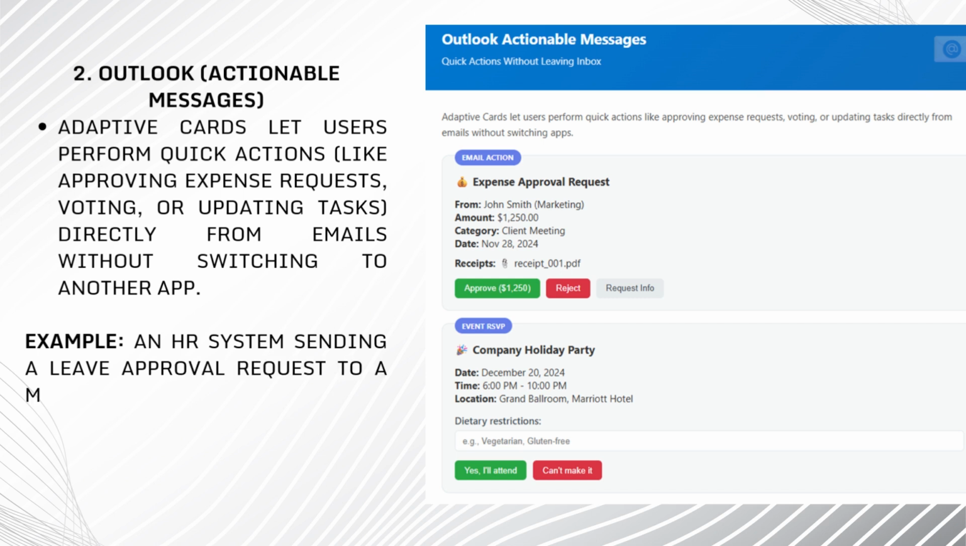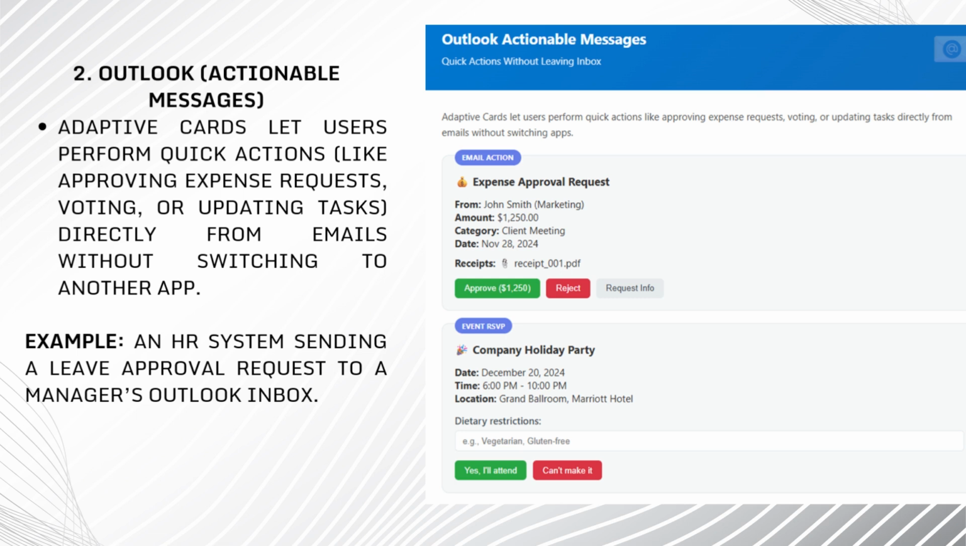Instead of clicking links that take you to external systems, you see all the details right in the email: the amount, category, date, and attached receipts. With one click on Approve or Reject, the decision is made instantly from your inbox.